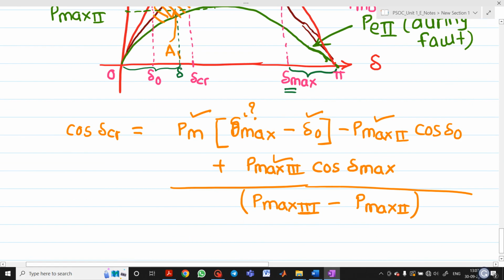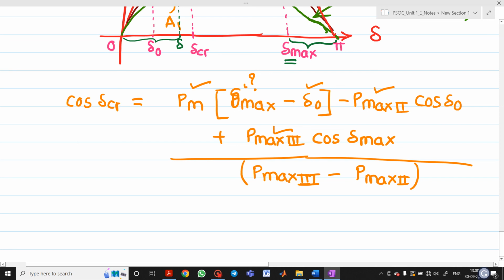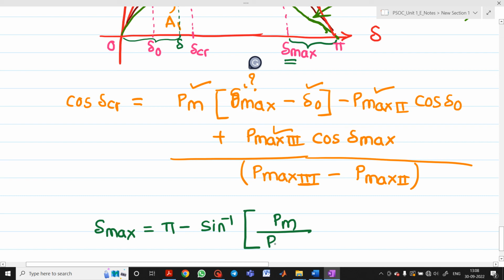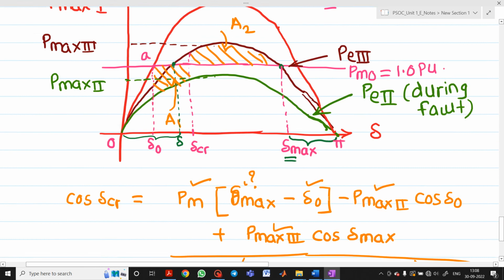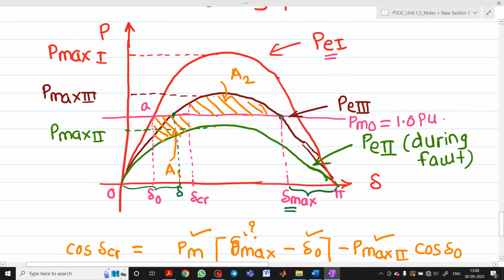So let me tell you here. I'll find it out here. Delta max will be equal to pi minus sine inverse of, how I can write it? This will be Pm upon Pmax3. Pm upon Pmax3. How is it? See it carefully here. This line is your Pm, so I can say this is PM0. Okay. And this is the curve which is indicated by PE3. PE3 means what? It is Pmax3 into sine delta.